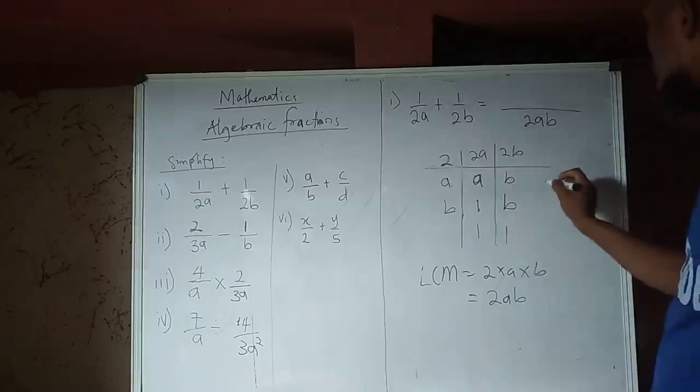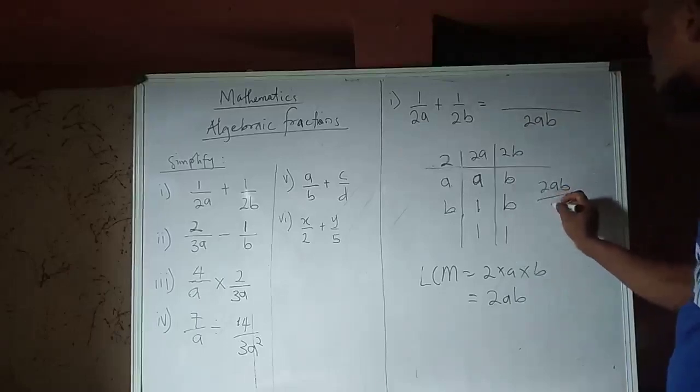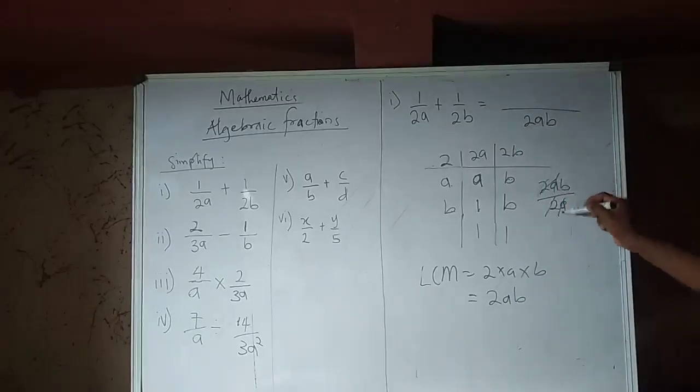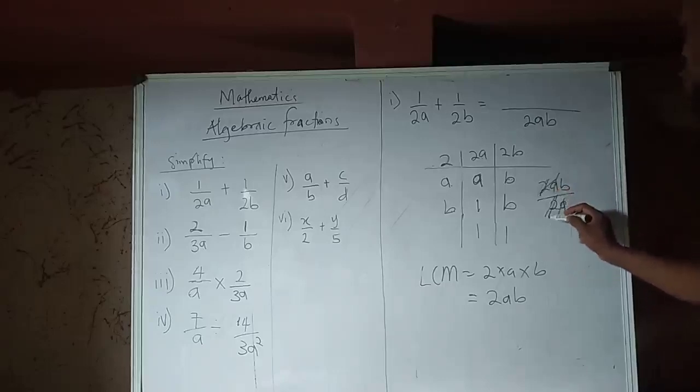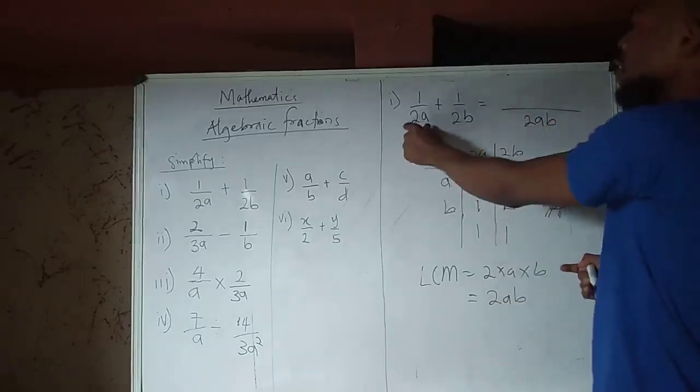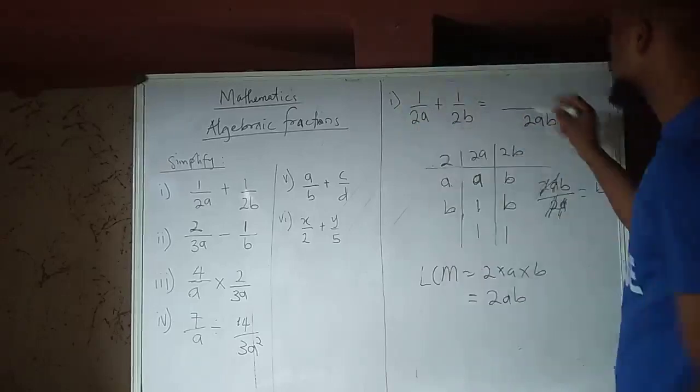When we do that, 2ab divided by 2a, the 2 will cancel 2 and a will cancel a, because they can both be divided. 2 can be divided by 2, which will go. A can be divided by a, which will go. We'll be left with b. So we are left with b when 2ab is divided by 2a. So b times 1 gives us b.